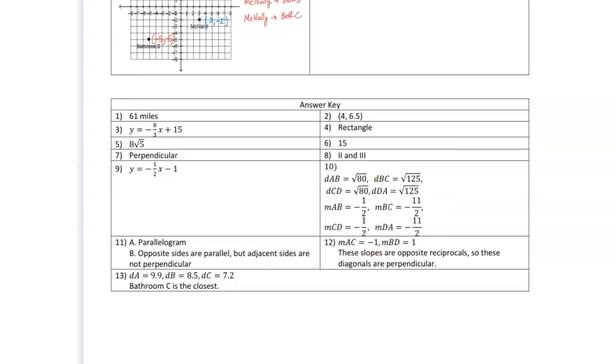The very last thing that's included within this study guide is your answer key. So for each question, please make sure to check your work. If you have any questions, please feel free to reach out to the teacher and ask questions.